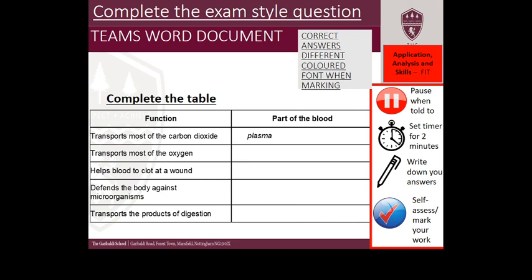Okay, let's see how you did. Now I want you all to be getting all of these correct now. You have transfers most oxygen, red blood cells; plasma, helps blood to clot at the wound, platelets; defends the body against microorganisms, white blood cells; transports the products of digestion, plasma. If you put plasma here, ooh, you could get the points. So I will be nice here. You can put red blood cells as well.